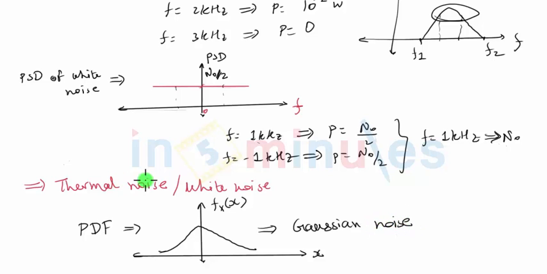So I repeat, thermal noise or the Johnson noise is the actual source of noise which exists due to the thermal energy, and it satisfies the properties of white noise because its PSD is flat or constant over a large range of frequencies, and its PDF is of Gaussian nature, so it also satisfies the second property of Gaussian noise. So sometimes thermal or the Johnson noise are also called white noise or Gaussian noise.